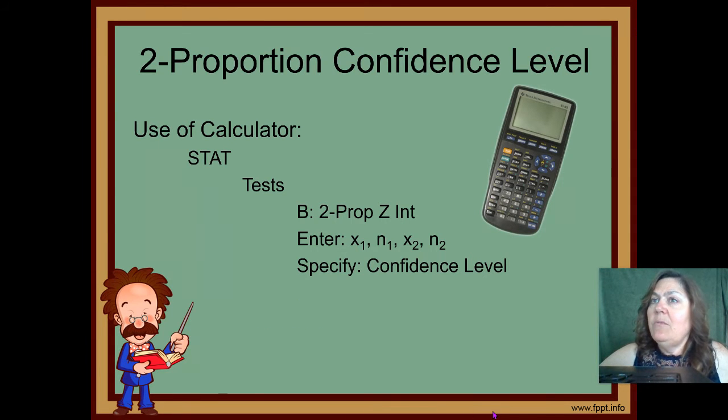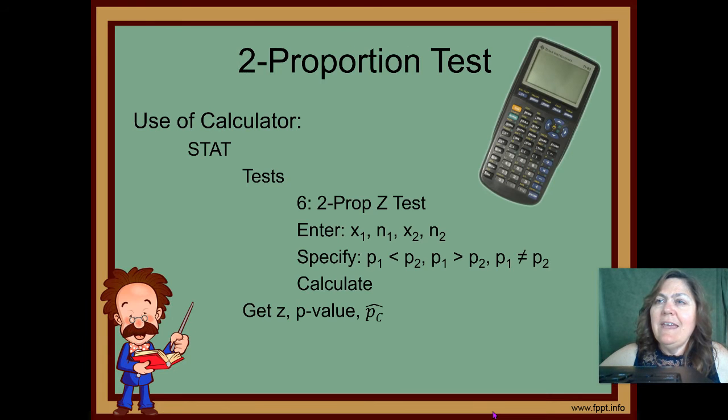Just a reminder, what was p hat c again? What am I talking about down here with p hat c? Remember, that's where you would have taken x1 plus x2 on the numerator and n1 plus n2 on the denominator.